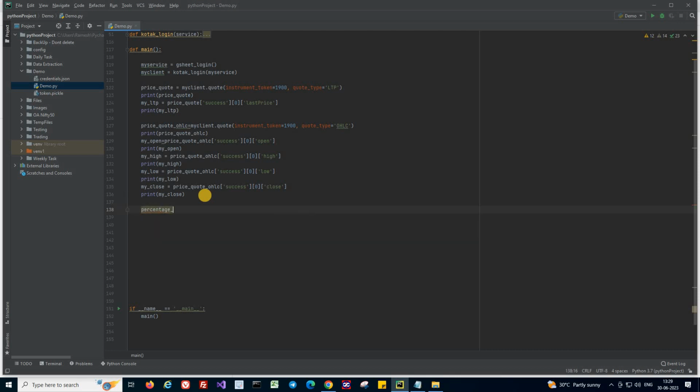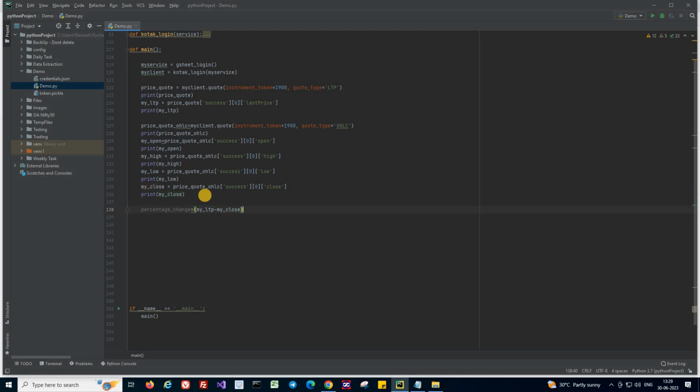Percentage change equal to, so I'm creating a variable. First, you need to calculate the difference between the last traded price and yesterday's closing price. What is the last traded price? My last traded price, LTP, minus my closing price. You have both these variables.